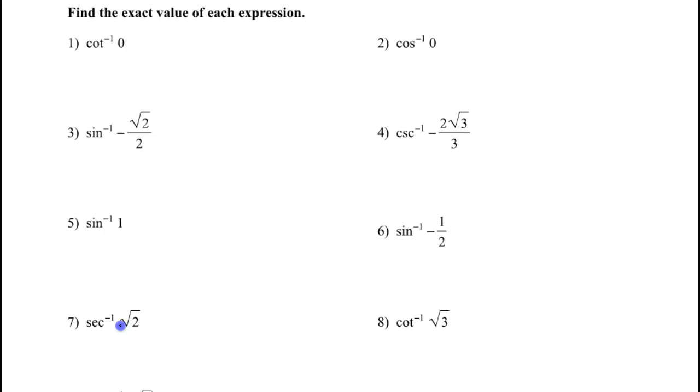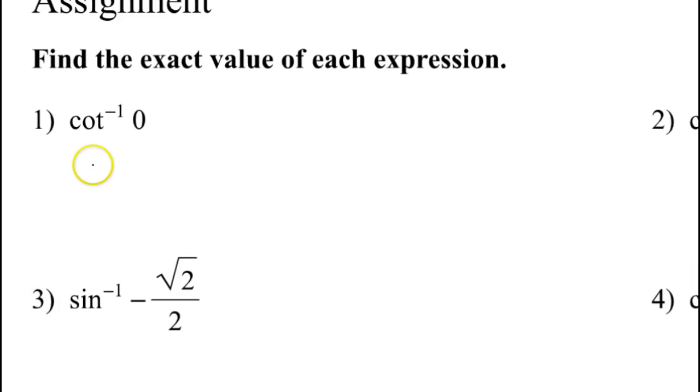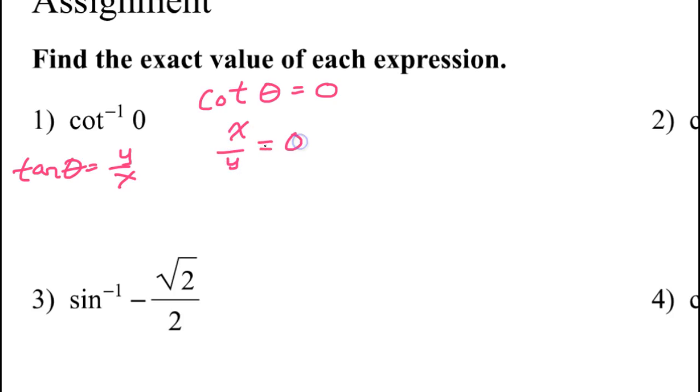Okay, so let's take a closer look at problem number 1. When you see the inverse cotangent of 0, that is asking you the following question. You should be thinking the cotangent of what angle is equal to 0. So theta, if I can find theta, that's going to be the answer to the question. Now, remember that cotangent is the reciprocal of tangent. So you know how tangent is y over x? Well, cotangent is x over y. So we need x over y to equal 0. So the question is, what angle is it where that occurs?